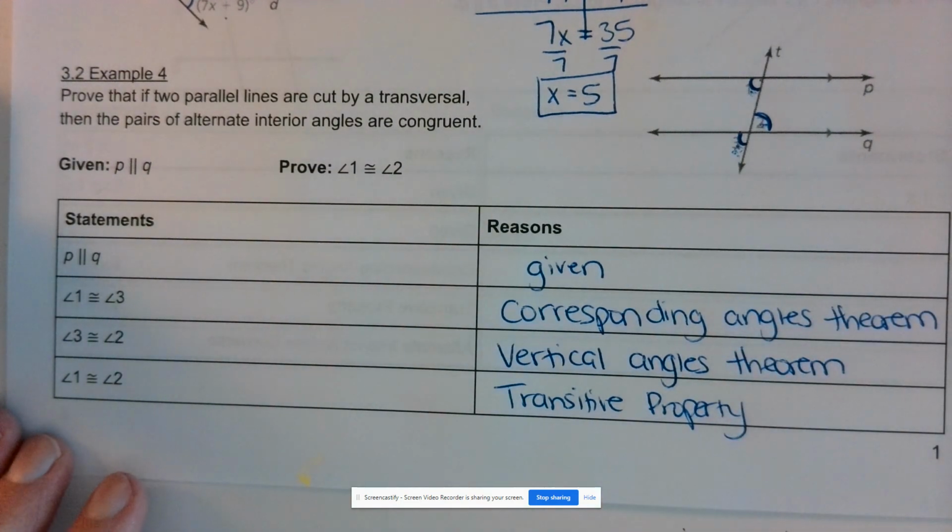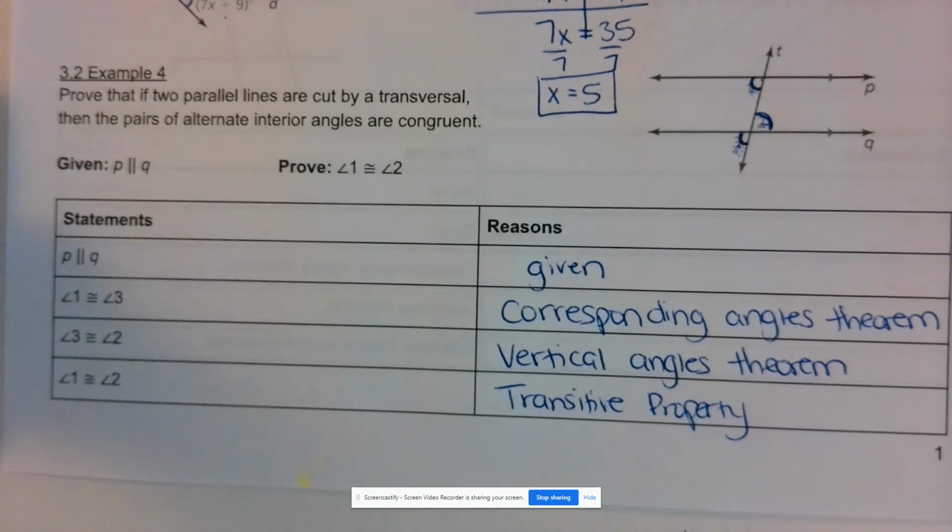You could also put substitution there. I'm going to leave it as transitive property. And so we've proven that, yes, alternate interior angles are congruent when the two lines are parallel.